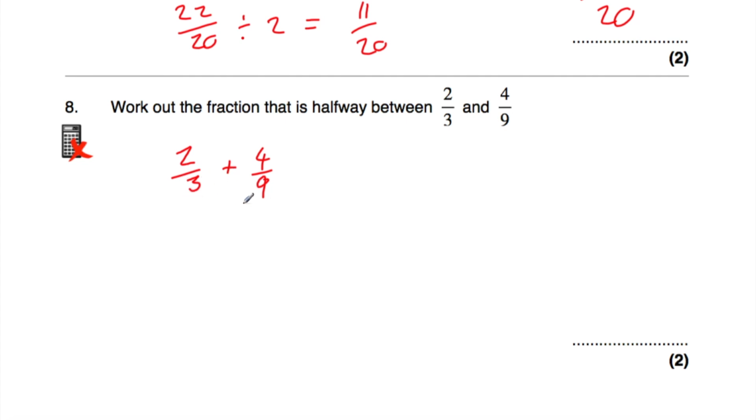So 3 and 9, where the lowest common denominator will be 9. So let's make them both have 9 on the denominator, and let's add them together. Well, 4/9 is just 4/9. That's already got a denominator of 9.